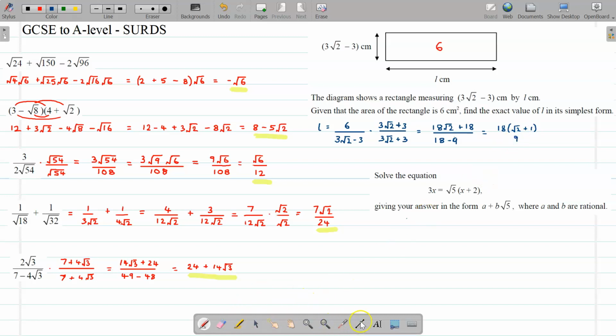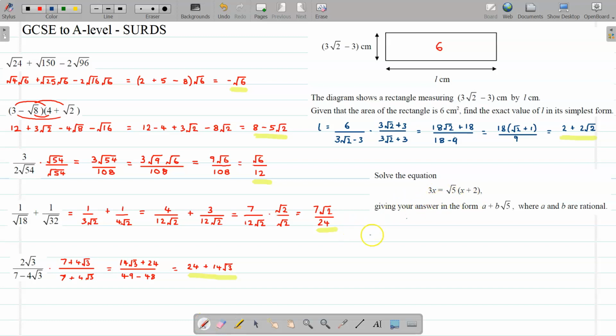Well, of course, 18 over 9 is 2. So it's 2 lots of root 2 plus 1, which, putting them the correct way round, is 2 plus 2 root 2, putting the rational part first and the irrational part at the end. And that's the length of that rectangle. If you took that answer and multiplied it by this expression here, it will come to 6.